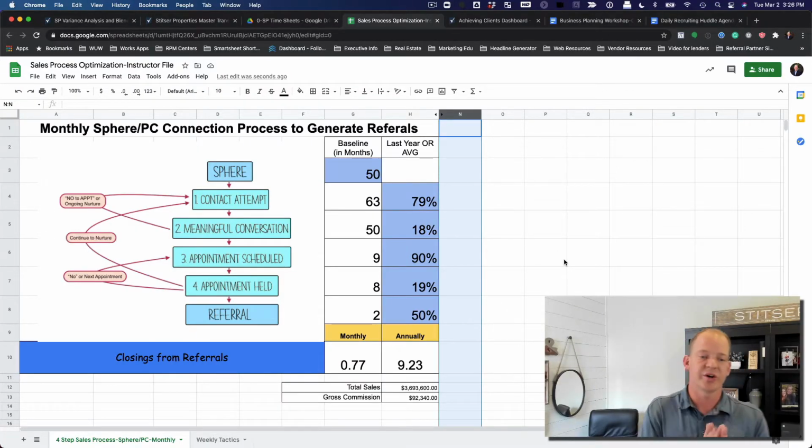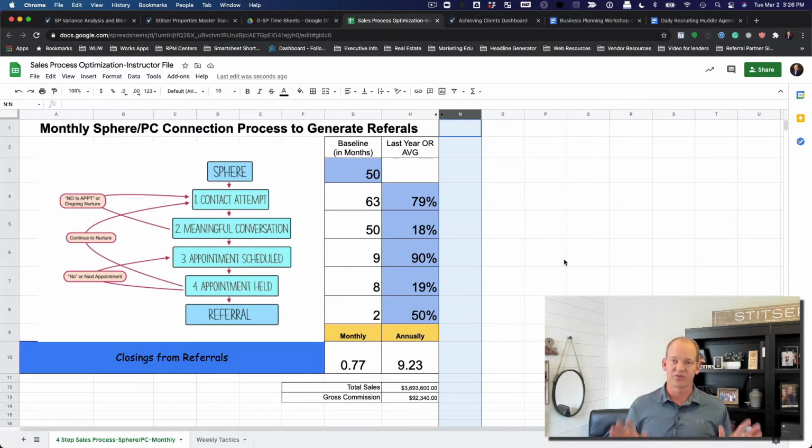What I'm going to teach you here is the 4-step sales process, okay? It's a very simple sales process. We measure it in our firm. I promise you it's reflective of a real estate sale. Really what we're going to focus on in this example is your monthly sphere and past client connection process to generate referrals. Okay, so here's the 4-step sales process when we talk about sphere.